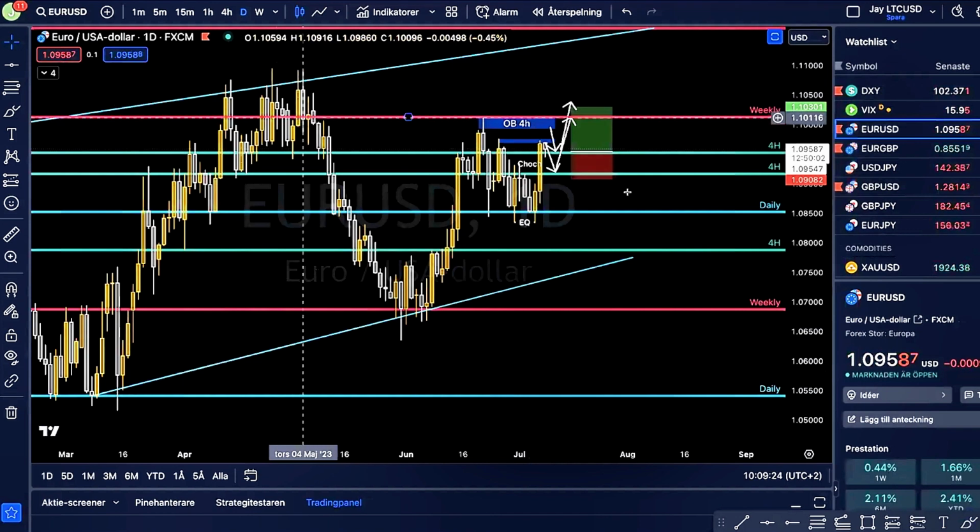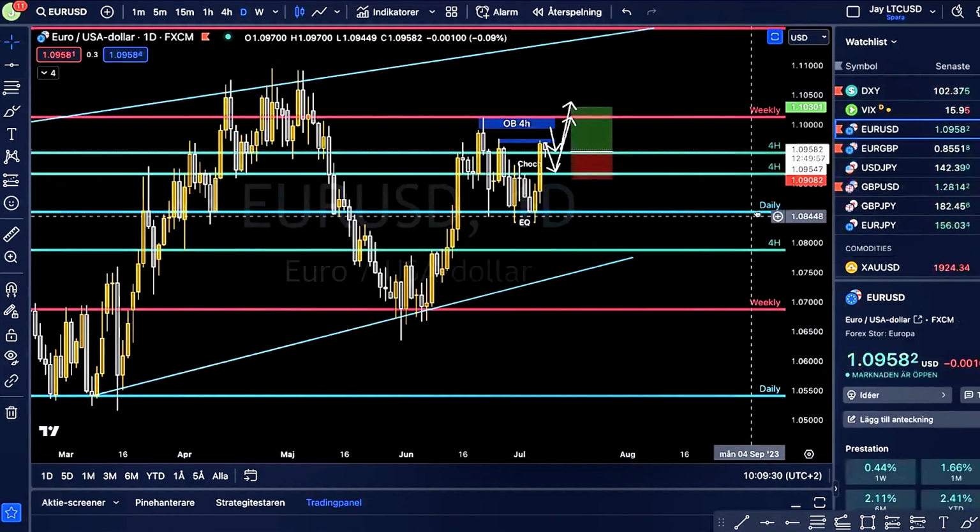Let's look at gold. Same thing, top-down analysis. Weekly time frames on the pink. The daily are baby blue, and 4H are green.